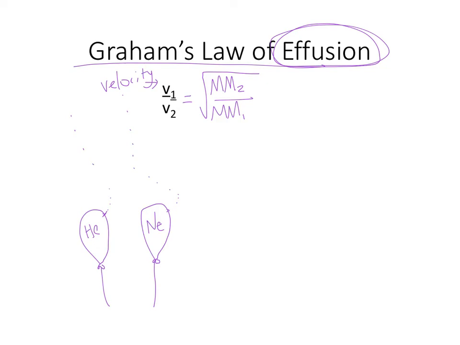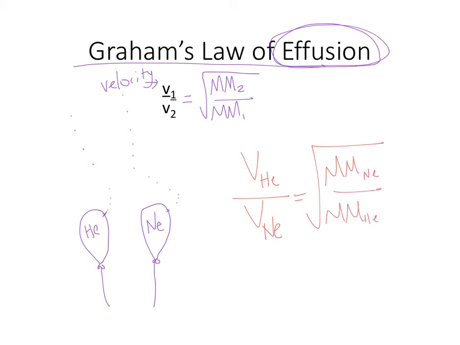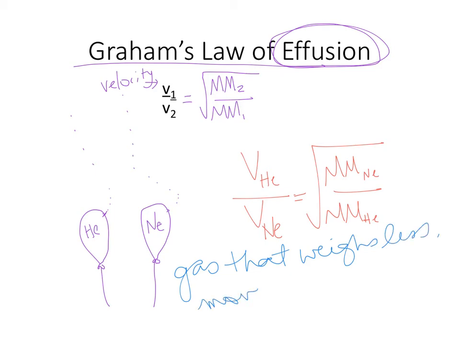So let's just say if I was looking at these balloons with helium and neon, we could say the velocity of helium, or how fast the helium moves, compared to the velocity of neon, or how fast the neon moves, is equal to the square root of the molar mass of neon divided by the molar mass of helium. And essentially, when you look into that law, what it's saying is the gas that weighs less moves faster.